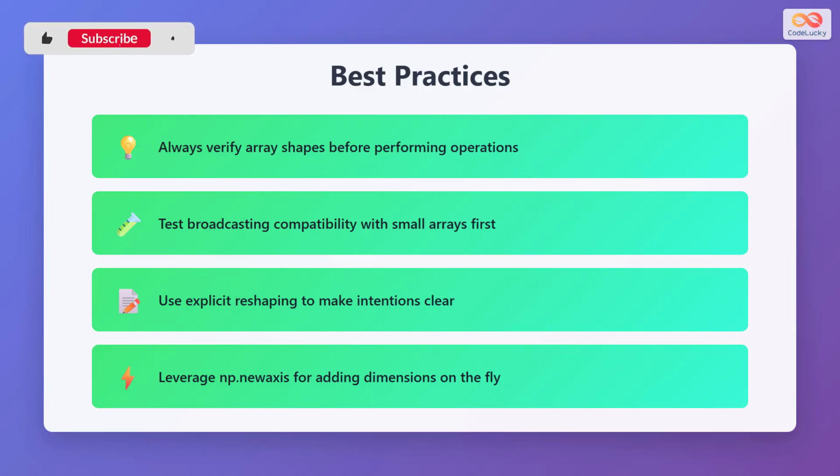To wrap up, here are 4 best practices for avoiding broadcasting errors. Always verify array shapes before performing operations. This simple check can save you hours of debugging. Test broadcasting compatibility with small arrays first before scaling up to larger datasets. Use explicit reshaping to make your intentions clear to both NumPy and anyone reading your code. Finally, leverage np.newaxis for adding dimensions on the fly without creating new arrays. Following these practices will help you write more reliable NumPy code and avoid those frustrating shape mismatch errors.